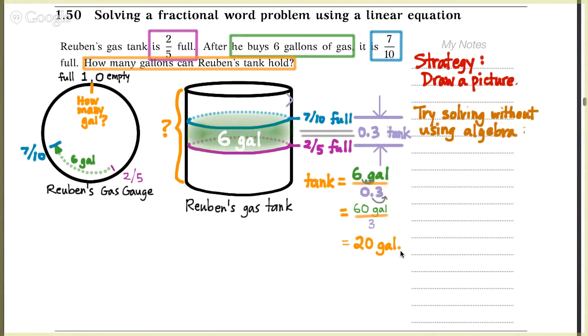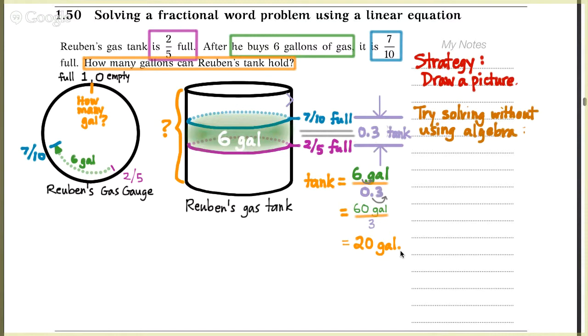Let's talk our way through the problem one more time. This would have meant that Ruben started at 2/5 full. At 2/5 full, he would have had 2/5 of 20. That's 8 gallons in his tank in the beginning. So Ruben started with 8 gallons. Then he goes and he buys 6 more gallons. And so we know now in total, Ruben is going to have 8 plus 6, 14 gallons in his tank.